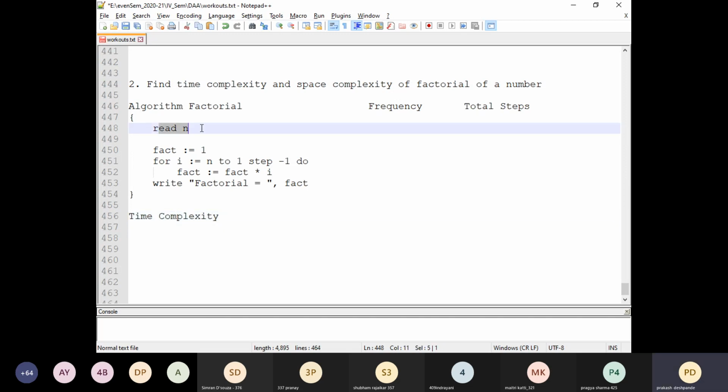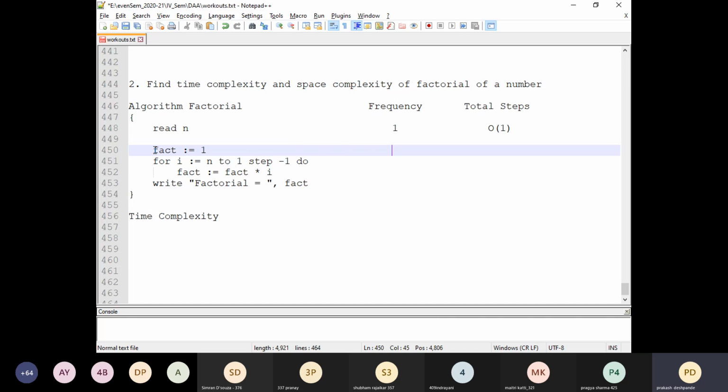Tell me, this line, the read n will be executed how many times? It is executed only one time. If it is executed one time, what will be its big O notation? Since it is a 1, which is a constant, that means it is big O of 1.